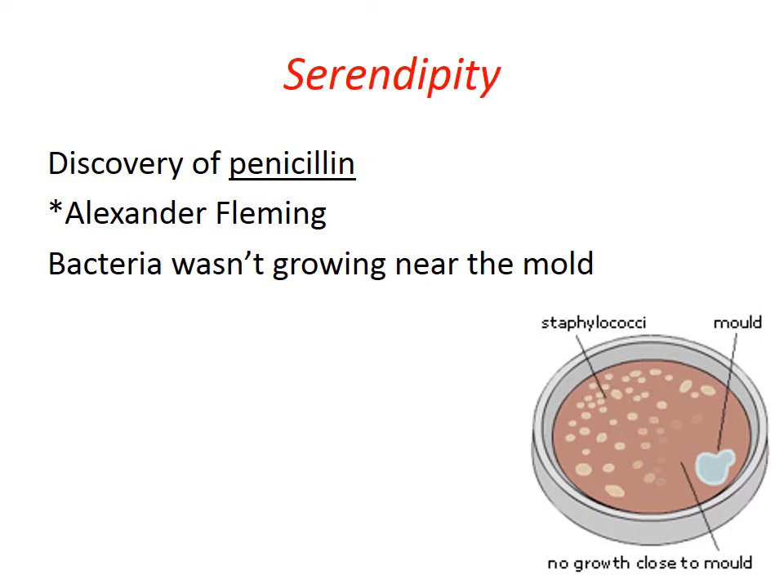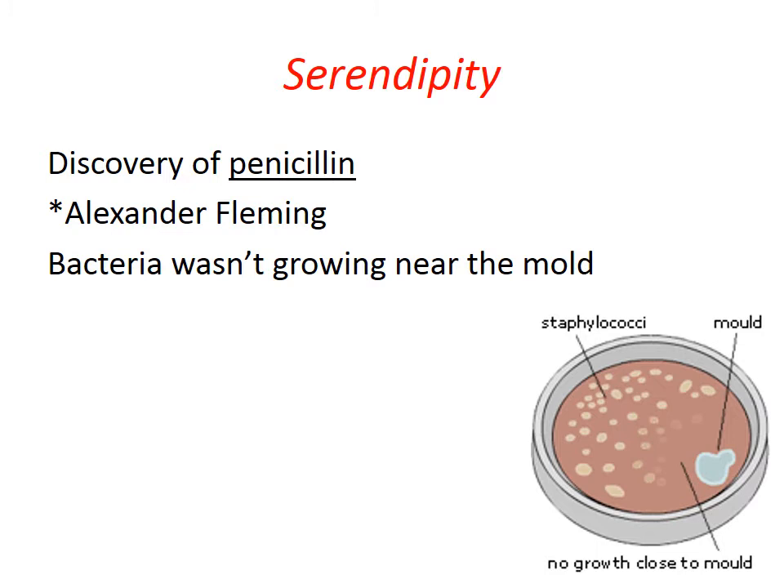But basically it was an observation that he made. He was studying bacteria, but in fact what happened was some mold had grown on the petri dish, and he noticed that the bacteria didn't grow next to the mold. It was growing everywhere else on the plate, but not next to the mold. And because he had this questioning attitude, it allowed him to figure out that maybe something in the mold was killing the bacteria.